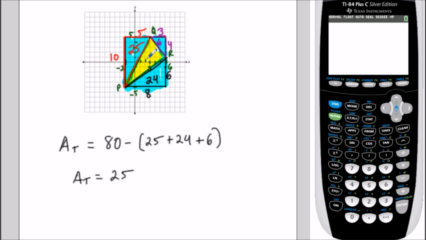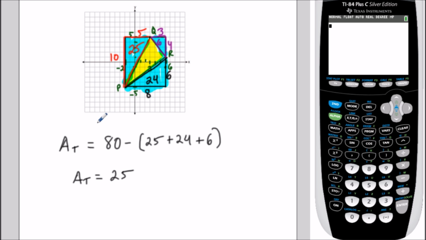So I just have to count the boxes, but this red triangle here has dimensions 10 by 5, so the area is 10 times 5 is 25. The purple triangle is a 3 by 4, so the area is 6, and then this last triangle here is an 8 by 6. So if I use the formula, the area is 24 square units. So if I want to find the area of the yellow triangle, the area of the rectangle is 80 because it's 10 by 8.